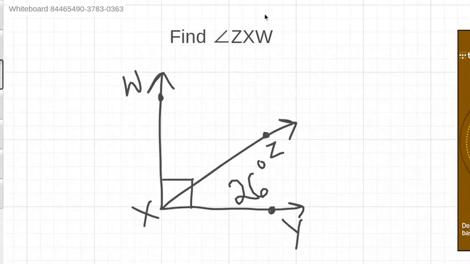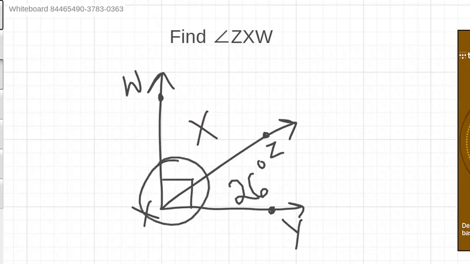Alright, now we're going to find the angle of ZXY. So we know what the whole angle is. We know what WXY is, and that is because there's a box. So we know that it's 90 degrees. We're also going to label our empty spot X.